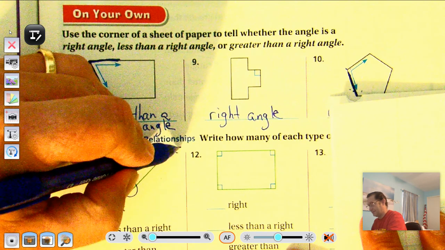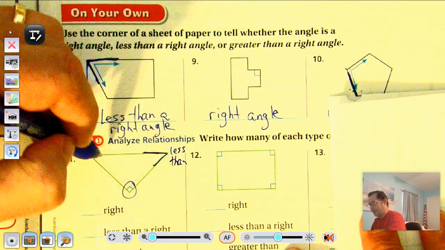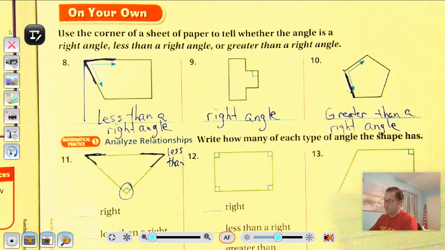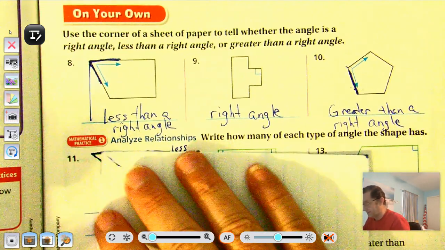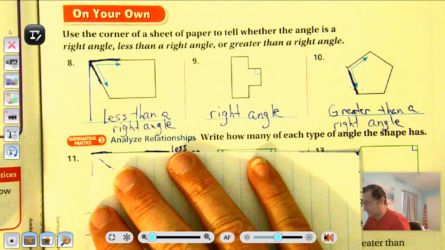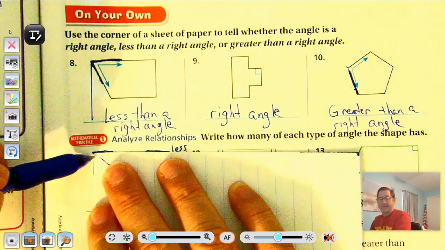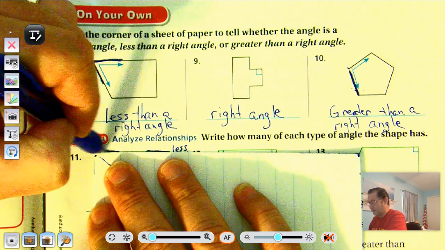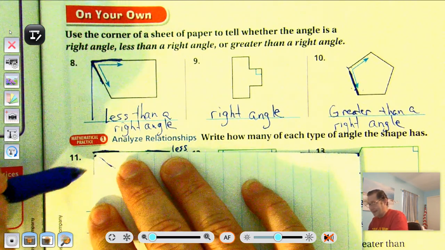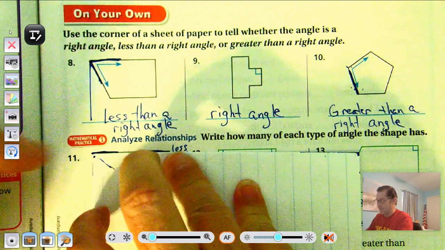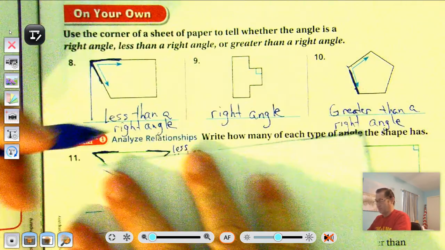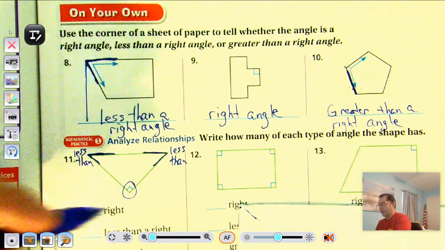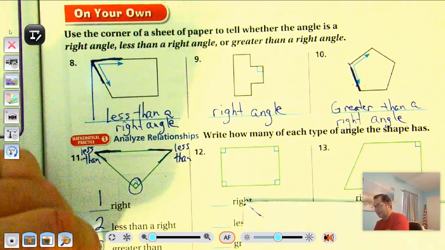So that's less than. And this one, the opposite side, it seems to match this one. Let's prove it. So I'm going to put the corner of my paper so that the vertex matches the corner of my paper. I see the top of the angle here, and I can't see the other edge. It's underneath the paper. So that corner is less than a right angle. So we have 1 right angle, 2 less, and no greater.